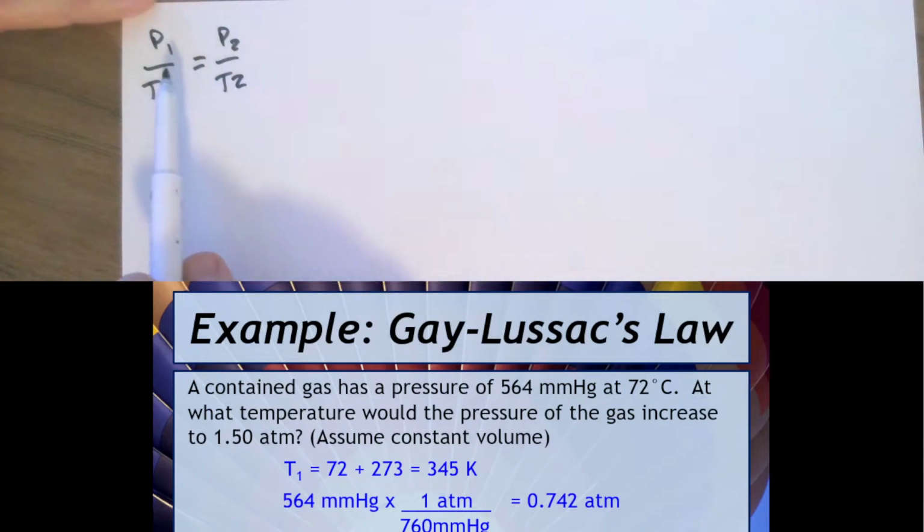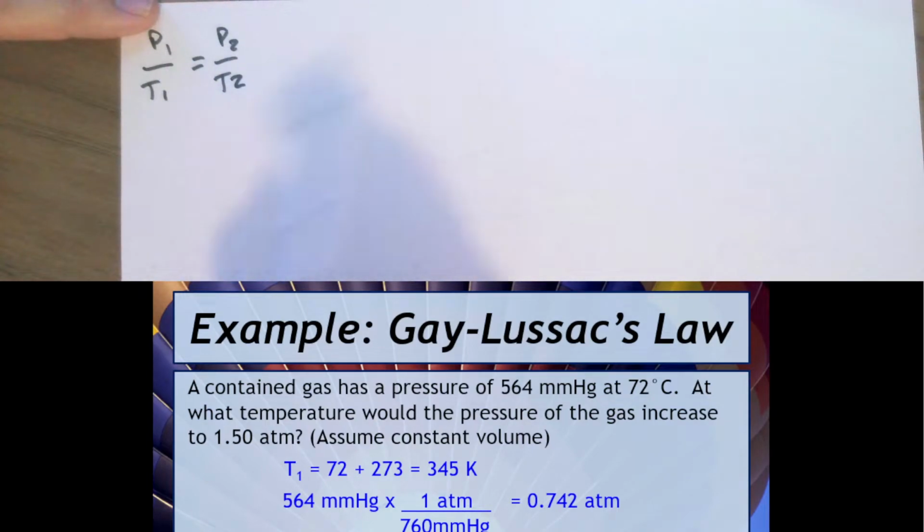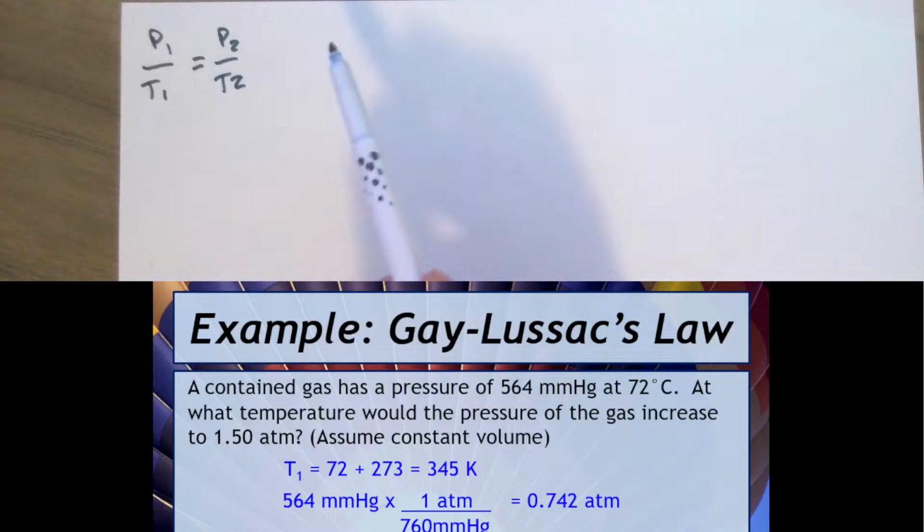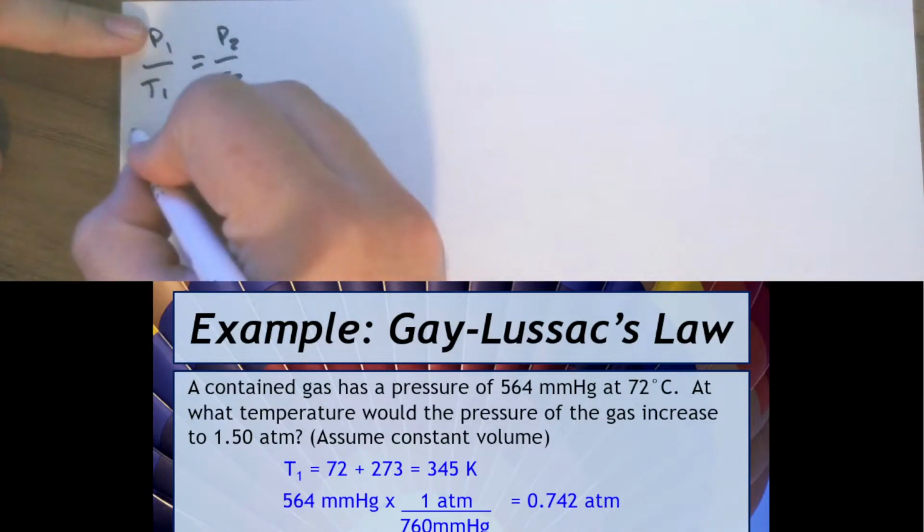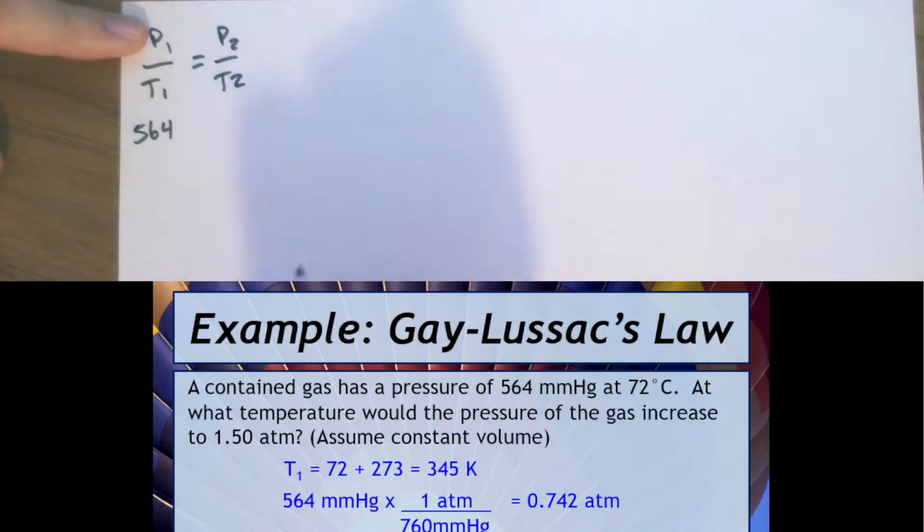Okay, so I'm going to use my left side here. I have two different units of pressure. The first one's given to me in millimeters of mercury. Second one is given to me in atms. Doesn't matter which one you choose, but they need to be the same unit. Okay? So what I'm going to do this time, I'm just going to leave the one it gives me here. My 564 millimeters of mercury.